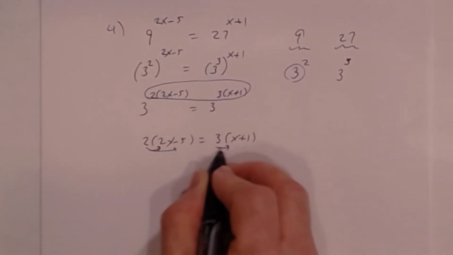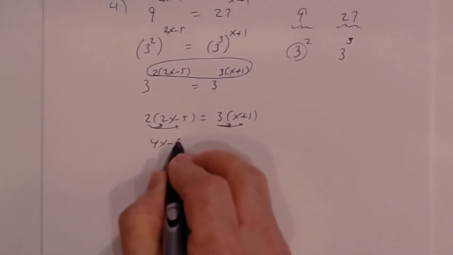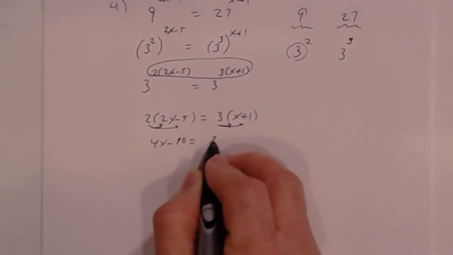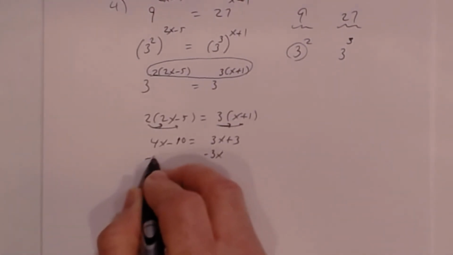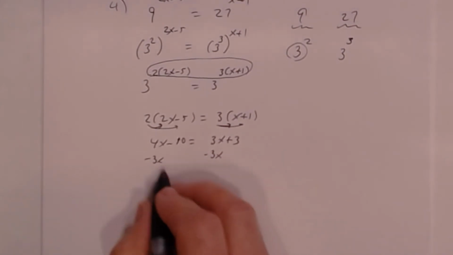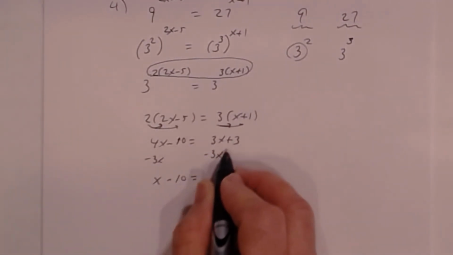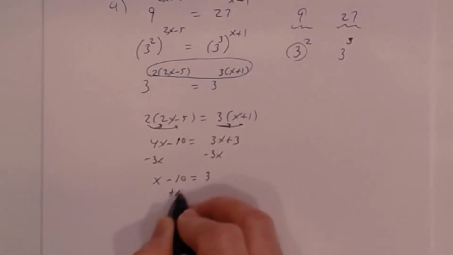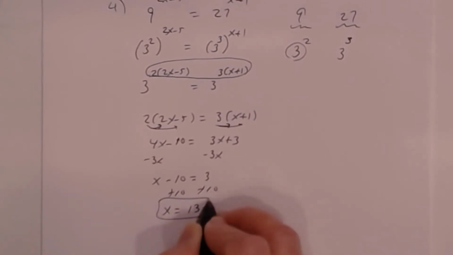Get rid of the parentheses, use the distributive property. I get 4x minus 10 equals 3x plus 3. Subtract 3x from both sides. See, I have this linear equation. So 4x minus 3x is x, minus 10 equals 3. Add 10 to both sides. There's my solution. My solution is 13.